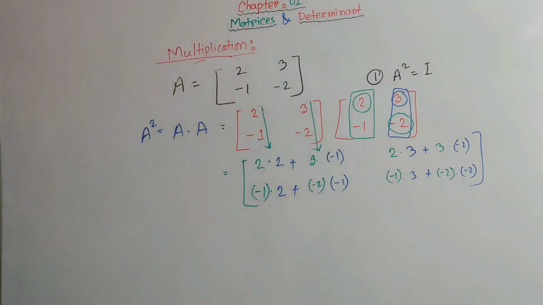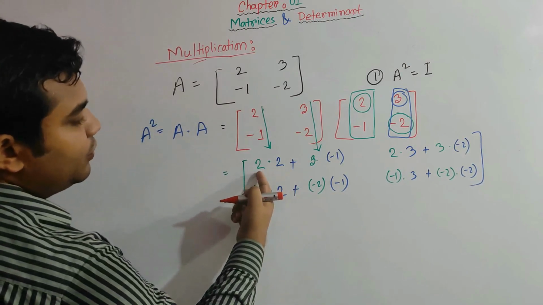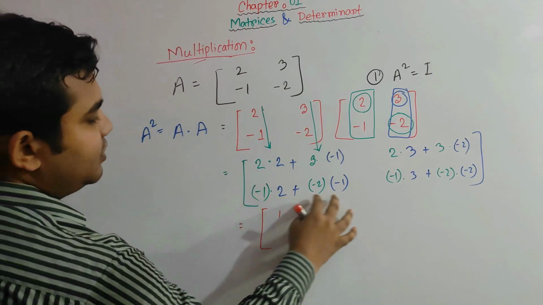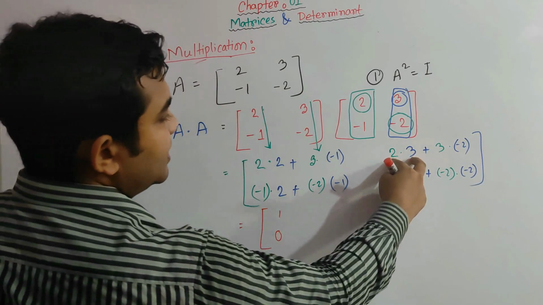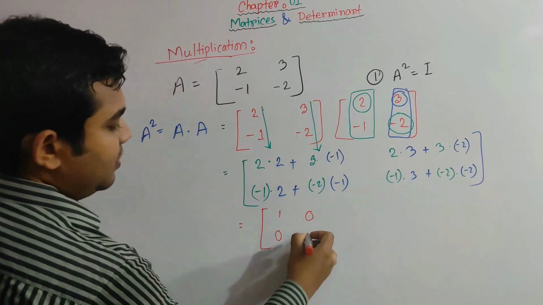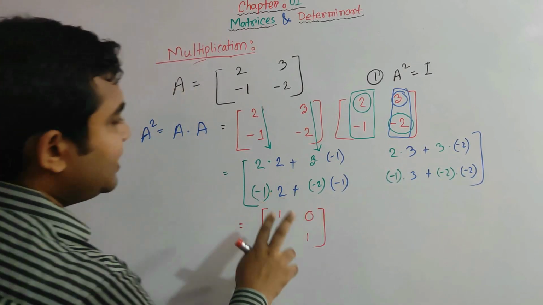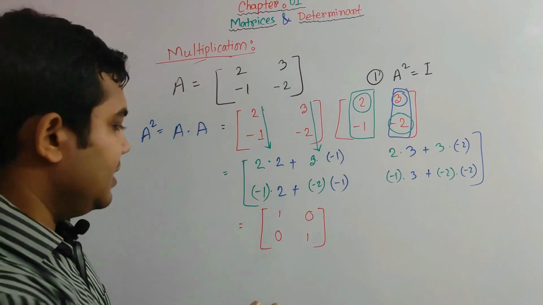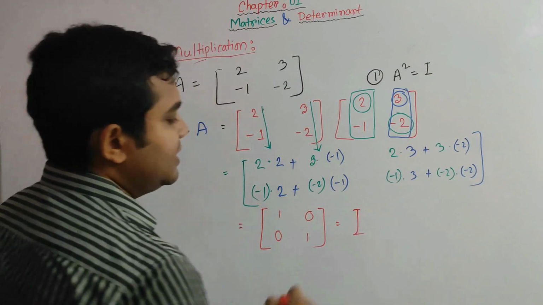Dear students, I think you can understand how we actually operate. Now the calculation part: 2 into 2 is 4, 4 minus 3, it should be 1, minus 2 plus 2 is 0, 6 minus 6 is 0, minus 3 plus 4 is 1. So this is nothing but an identity matrix, isn't it? That means we can say it is I.